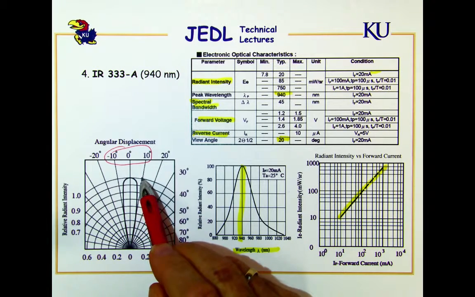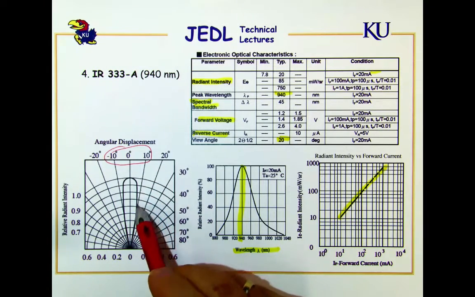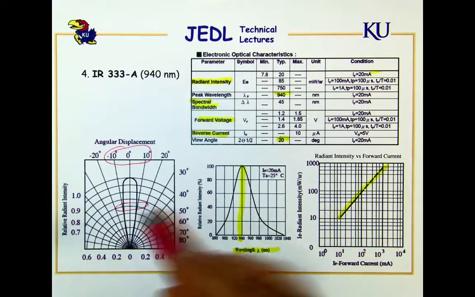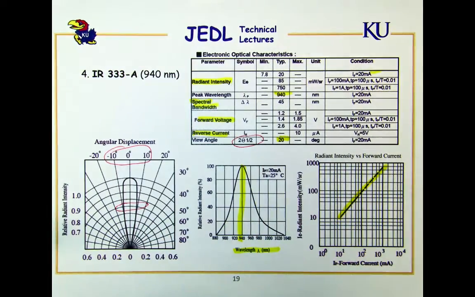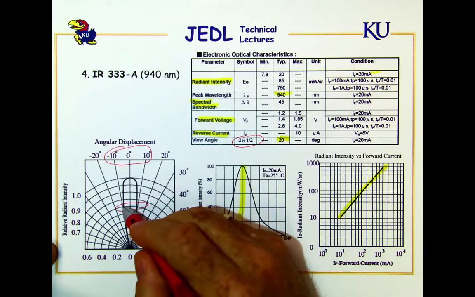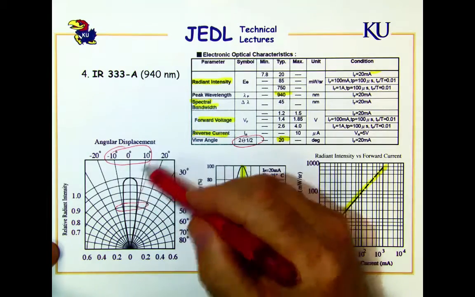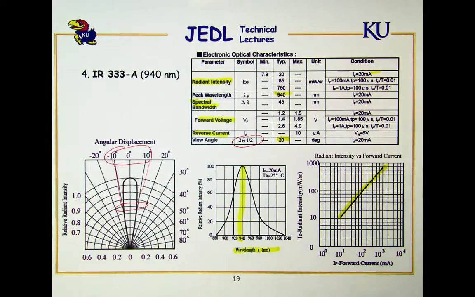So the first one's like 0.9, 0.8, 0.7, 0.6, 0.5. So there is the measurement as indicated right there at half the peak intensity. You can see that the intersection's kind of right there, if I've done that right, and of course that's 20 degrees. So the IR333 is another device that you might want to consider using.